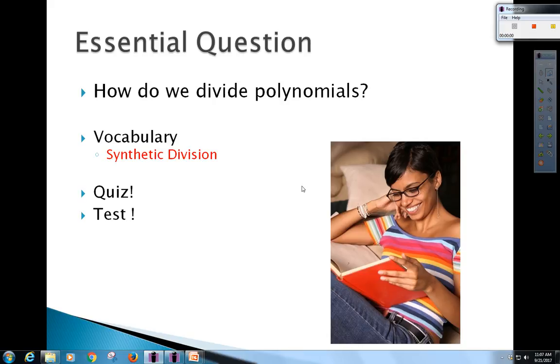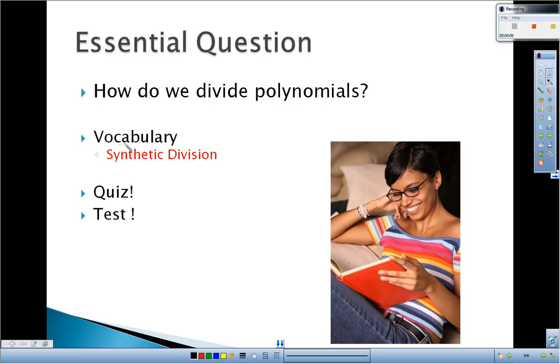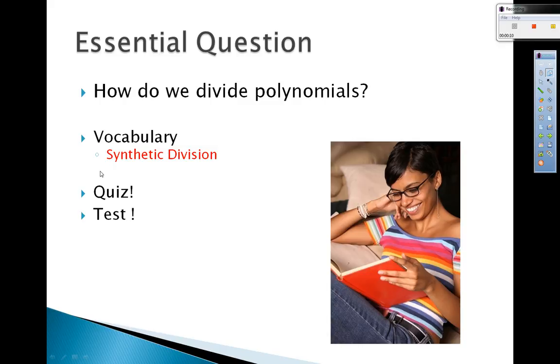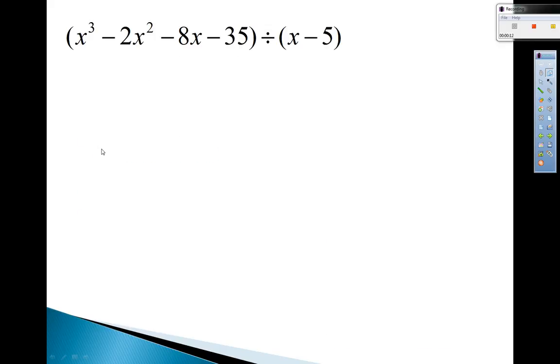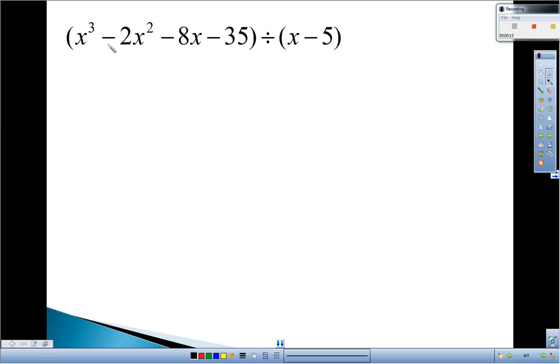Alright guys, for today's lesson we're going to be talking about how do we divide polynomials, and we're going to be looking at something called synthetic division. Now with synthetic division, it's a process that we use to divide polynomials. So say for example I wanted you to divide this cubic polynomial, x cubed minus 2x squared minus 8x minus 35, divided by this linear binomial, x minus 5.